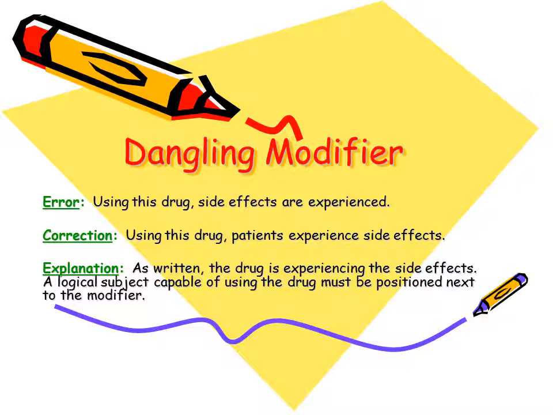As written, the drug is experiencing the side effects, so you need a logical subject capable of using that drug. You have to put it right next to that modifier. And as I mentioned, this one is difficult to detect. So you have to look at your sentences. When you have those modifiers, look next to it. If you've got something like, using this drug, it's important to note that side effects could be experienced. No, you can't do that.